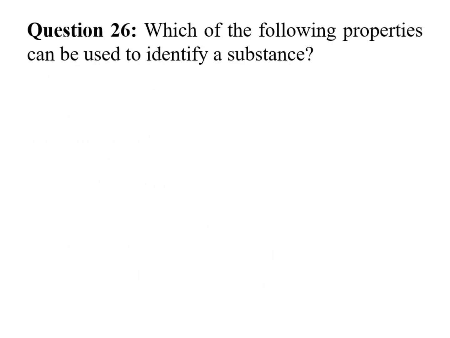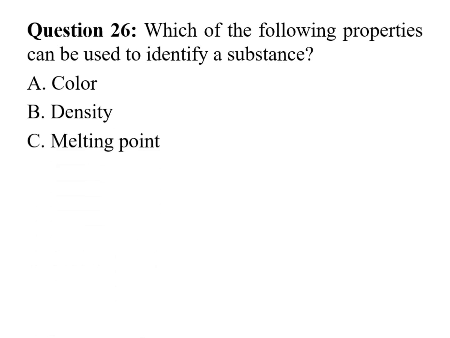Question number 26. Which of the following properties can be used to identify a substance? A. Color. B. Density. C. Melting point. D. All of the above.